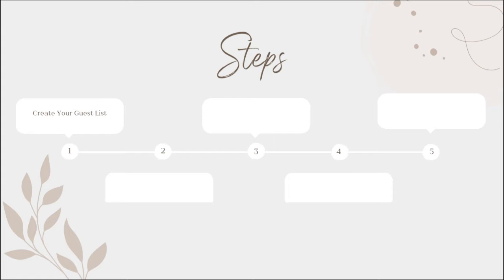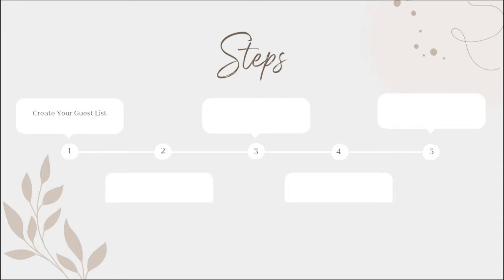First, start by thinking about your vision for your wedding. Consider the size and the style you want, small and cozy or big and open. This will help you decide how many people you can invite. Next, sit down with your partner and brainstorm on people you want to invite. Include family, friends, colleagues, and anyone who is important to both of you.